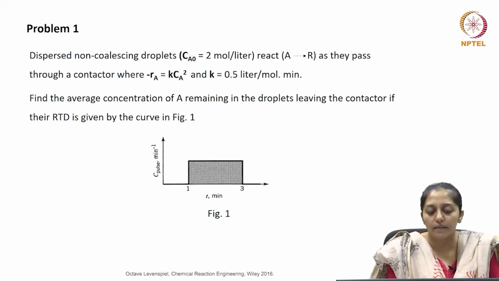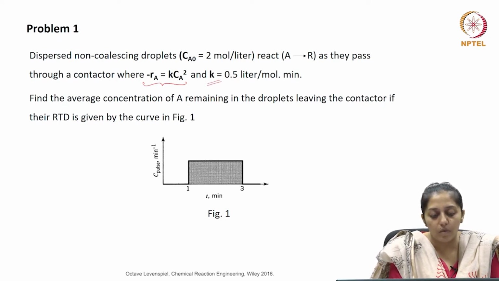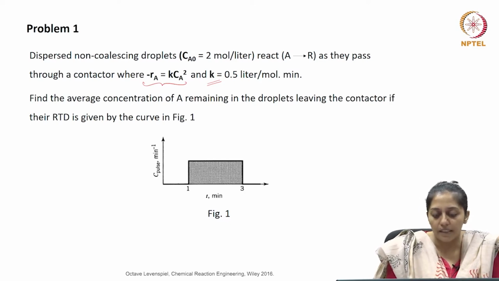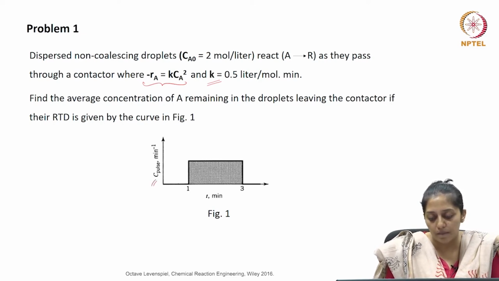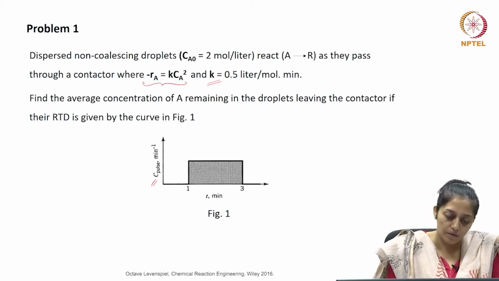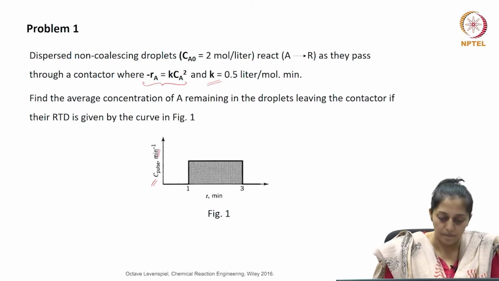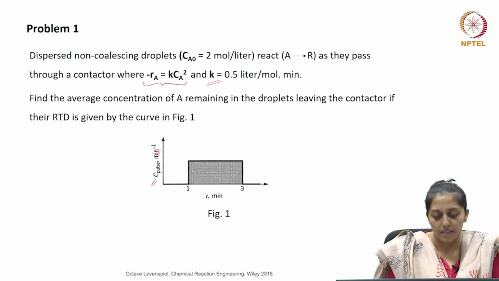Now this contactor follows second order reaction kinetics, where the reaction rate constant value is given to us. We need to determine the average concentration of A remaining in the droplets, if the RTD is shown here. So we know they have used a C pulse tracer experiment. But if you notice, the unit of this is minute inverse. This indicates that this C pulse is equal to the E curve.